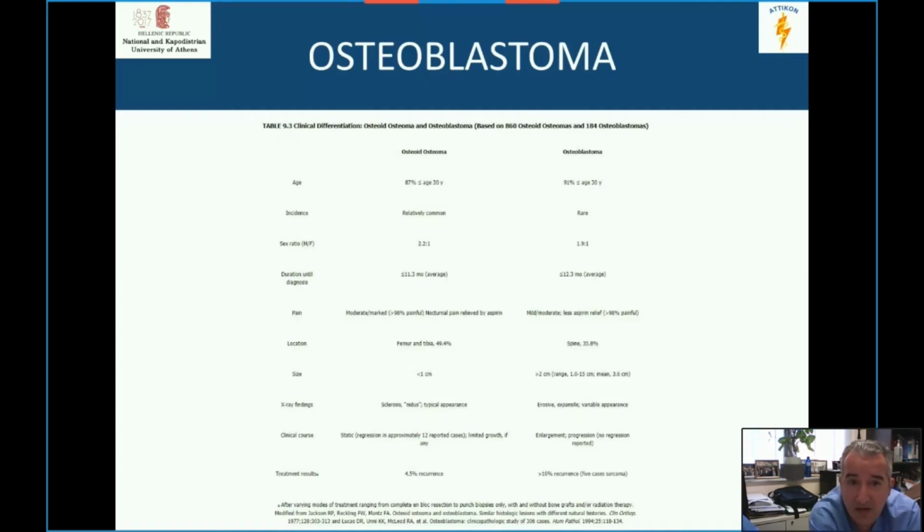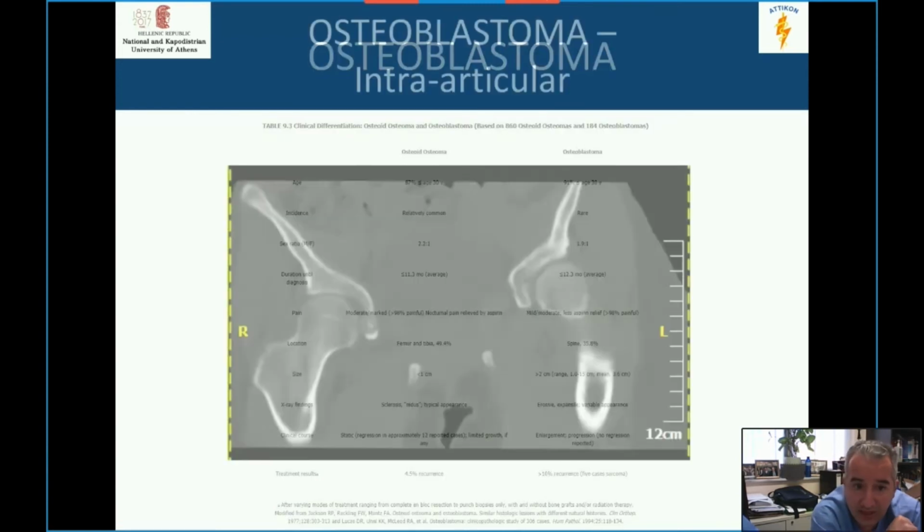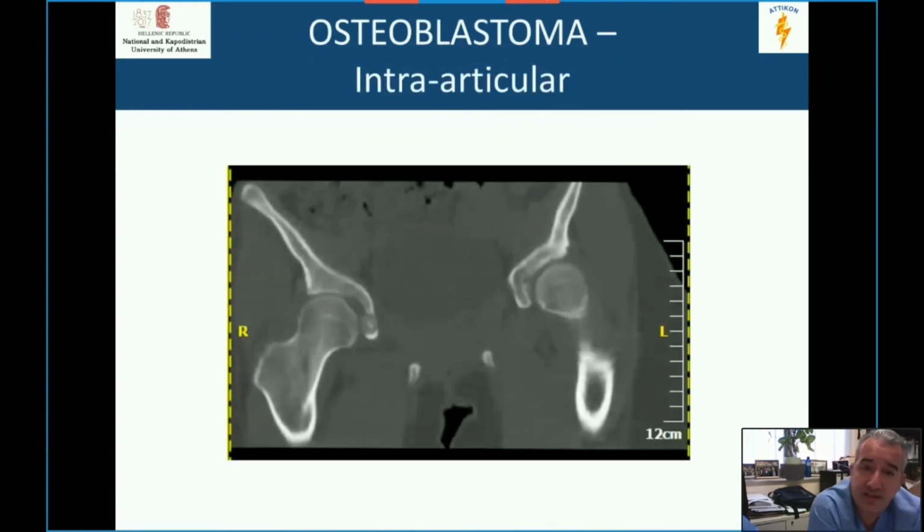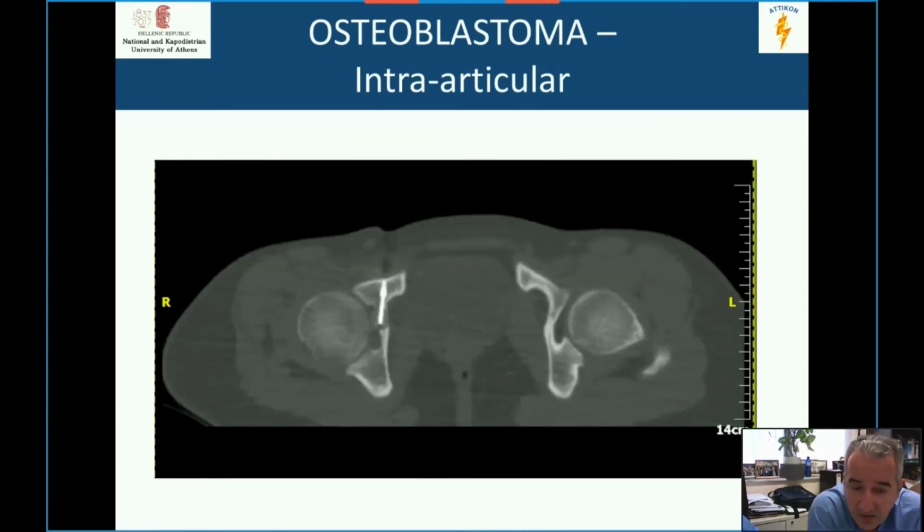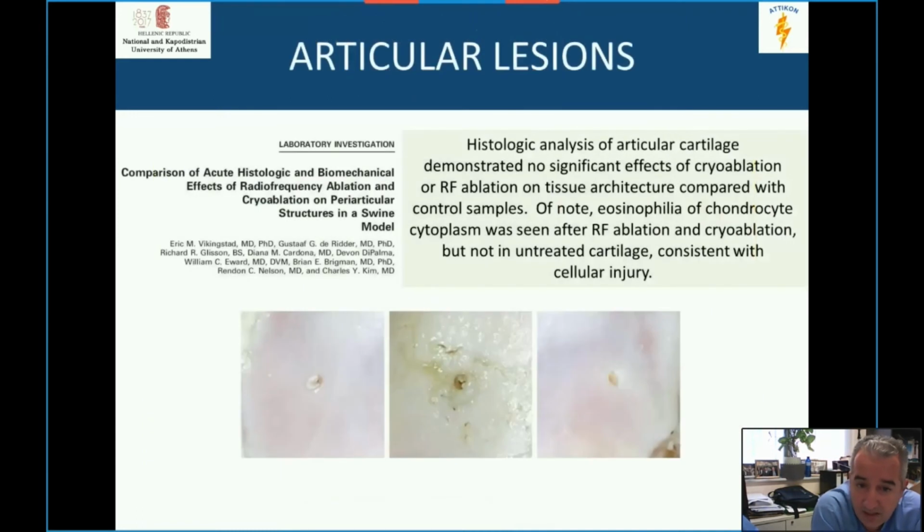However, the age is somewhat older in osteoblastoma lesions. This is a case of an intra-articular osteoblastoma. It has been biopsy proven. This is the biopsy needle, followed by electrode placement and radiofrequency ablation.